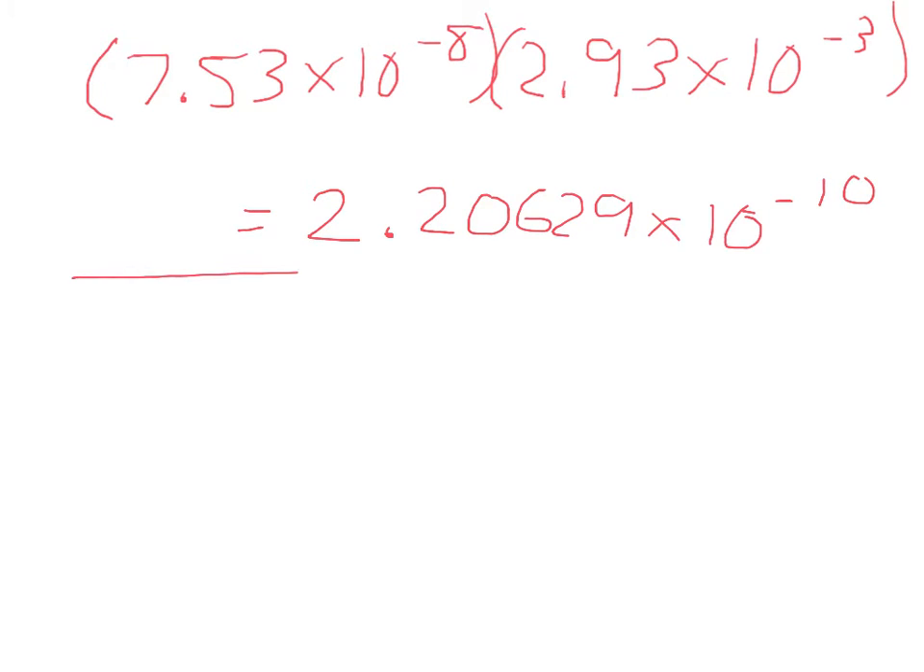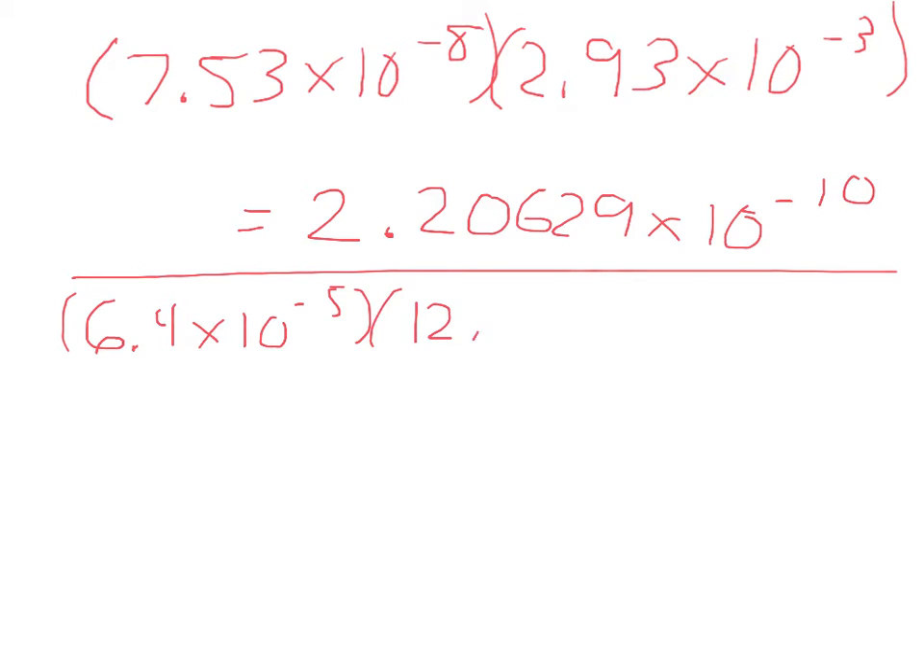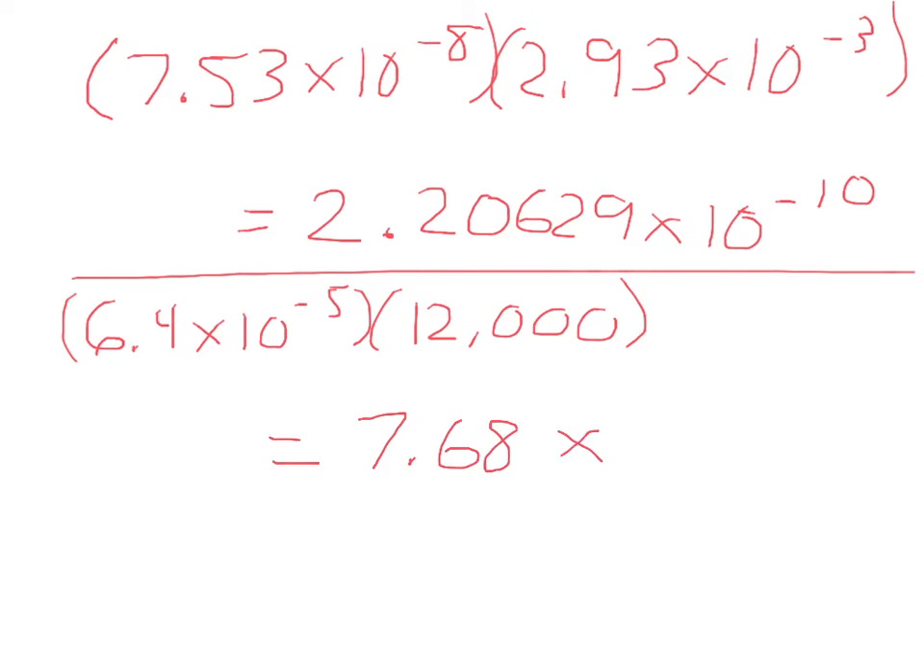If for some reason you get a problem like this, I want you to try this: 6.4 times 10 to the negative 5th times 12,000. Here's my hint to you. It's easier if you convert 12,000 into scientific notation. Pause this recording and see what you get. Okay, if you figured this out, hopefully you got the answer of 7.68 times 10 to the negative 1st.